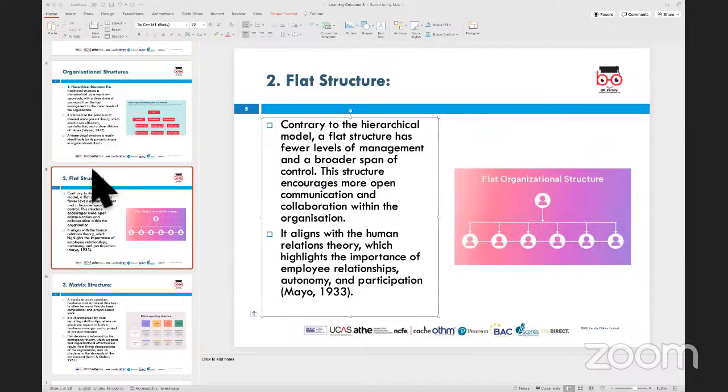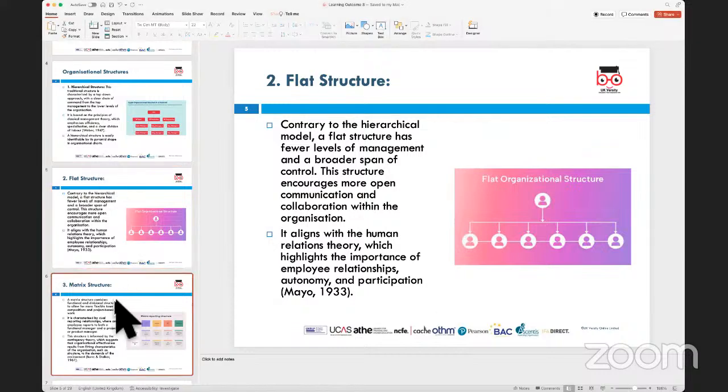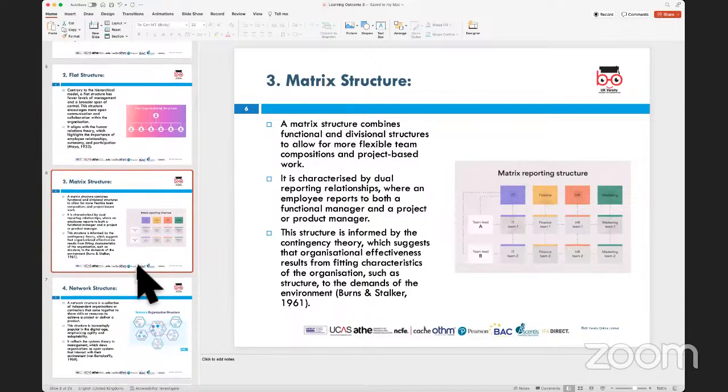There's a CEO or somebody heading the organization at the top, and then there is a series of managers who essentially look after the day-to-day running of the department and the organization. And that is where it would be termed or classed as a flat structure. Let's look at the third type, which is matrix structure.